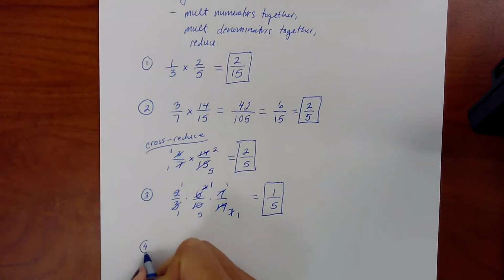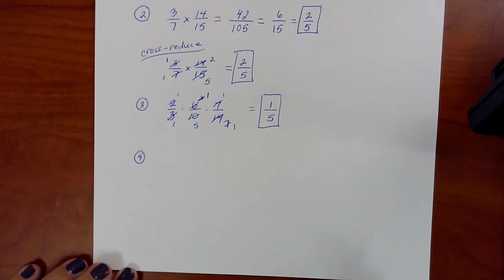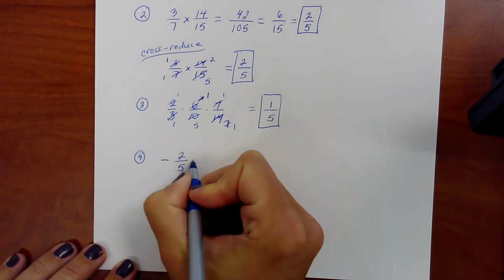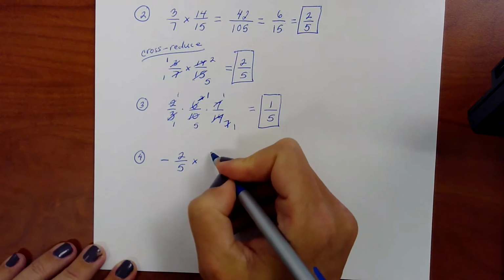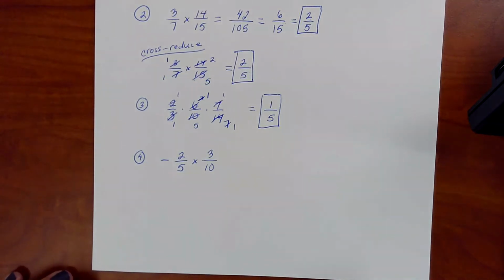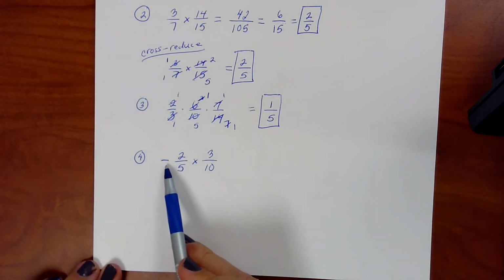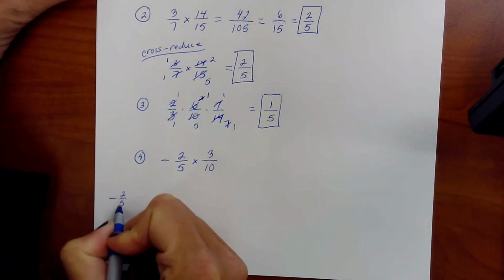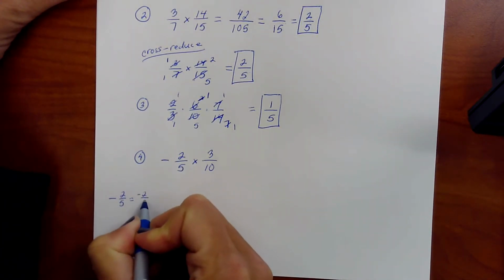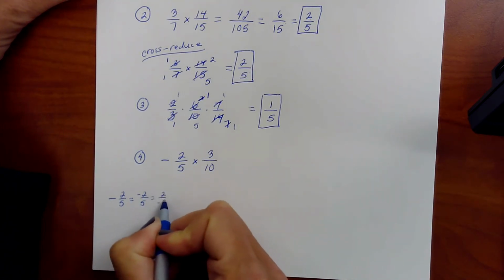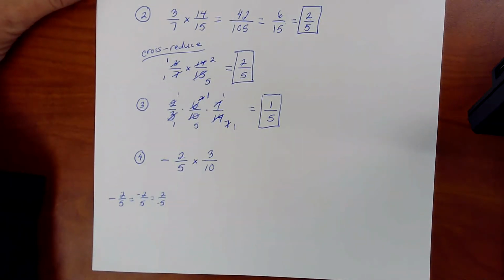And let me just throw one in here with a negative. Negative 2/5 times, I don't know, 3/10. Now, when they write a negative in front of the fraction like that, this is the same as writing negative 2/5 like that, or putting the negative down here. So there's just one negative, basically. They don't care where it goes, but it just goes in one spot.